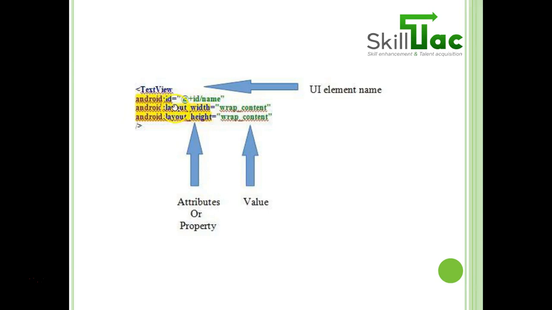And then we put an equal to sign, and then we assign the value of that property. These are the values that we have assigned for each property, but the values are always assigned within double quotes. As you can see, we have assigned this value for this property with double quotes. So values are always supplied with double quotes for a property.